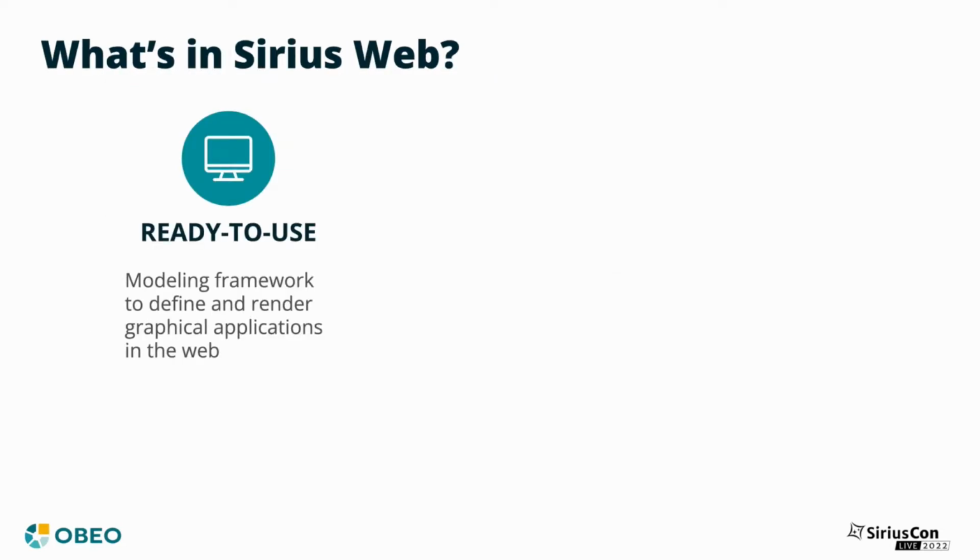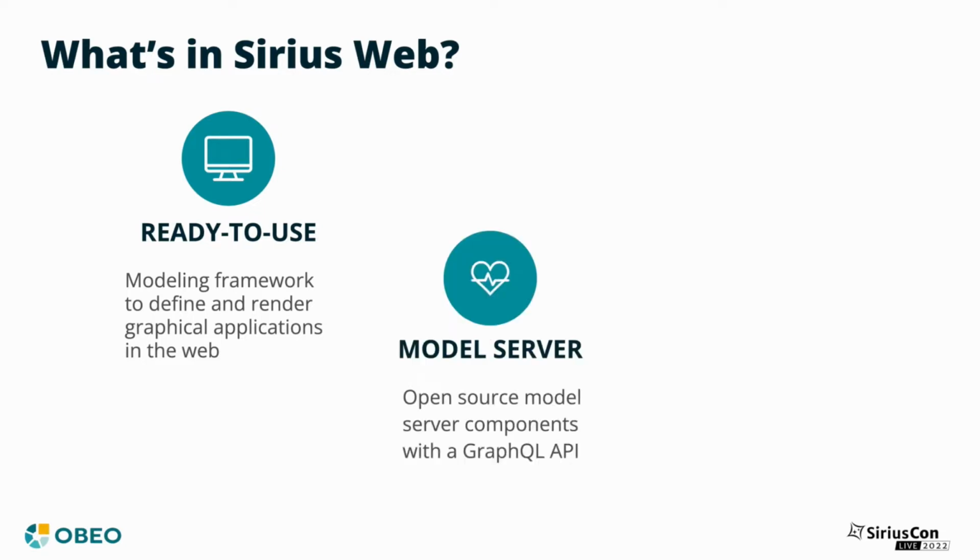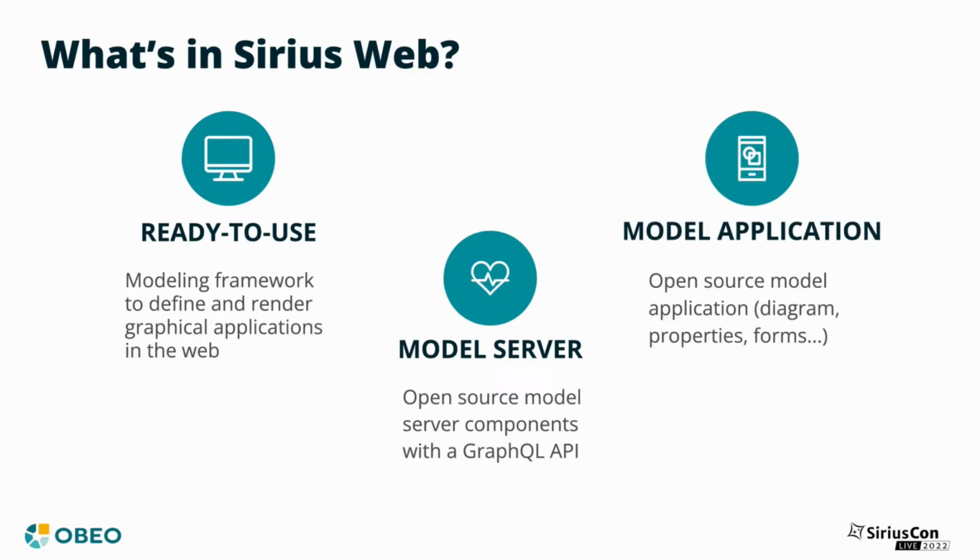So, what's inside of the Sirius Web project? The Sirius Web project contains a ready-to-use modeling framework to define and render graphical applications in the web. You could embed this framework in other applications as you like. It also provides an open-source model server with various components that you can reuse. With this, you can build your own Sirius Web backend for your needs. And on top of that, it provides a complete open source application offering tons of features such as diagrams, properties, forms. This allows us to integrate Sirius Web's components into existing web applications.